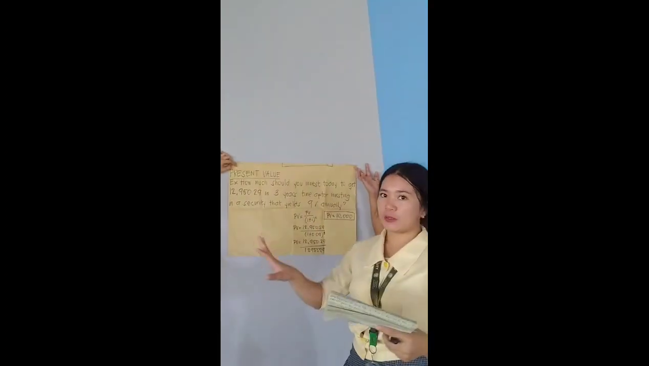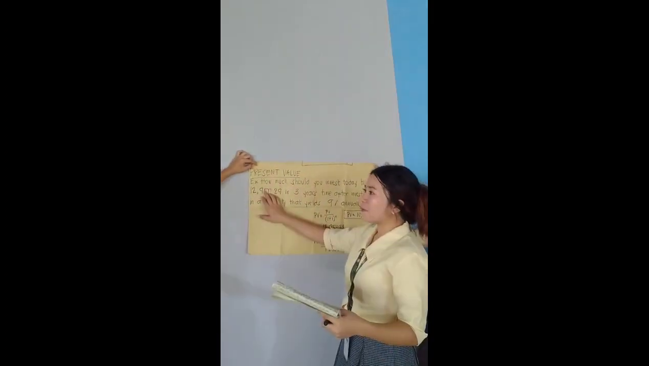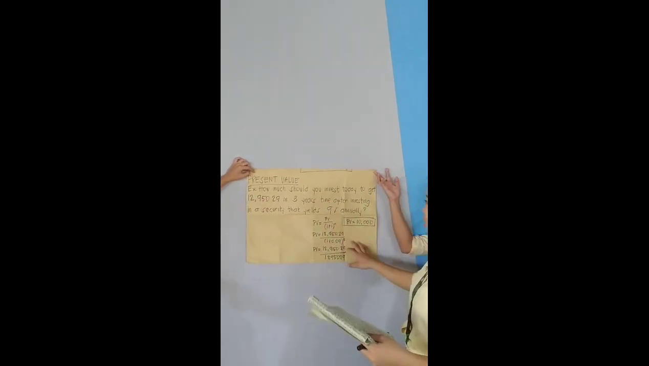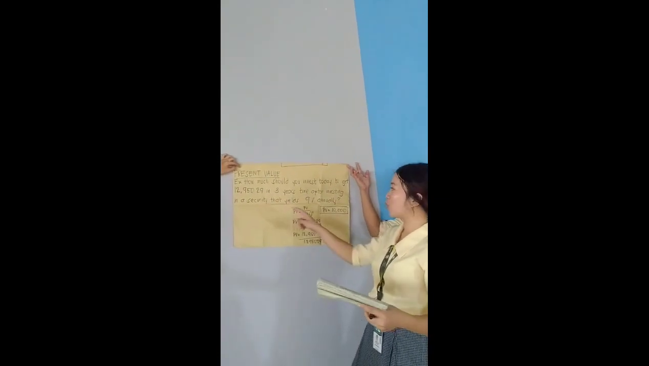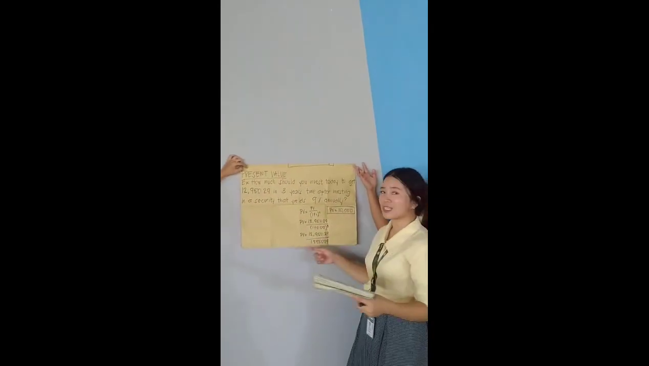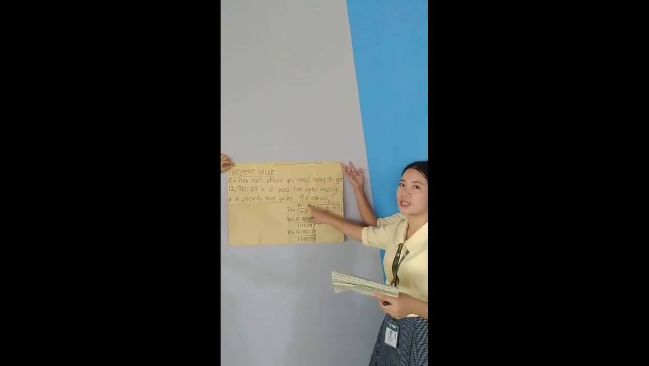Example of present value of money: how much should you invest today to get 12,950.29 in 3 years' time, after investing in a security that yields 9% annually?